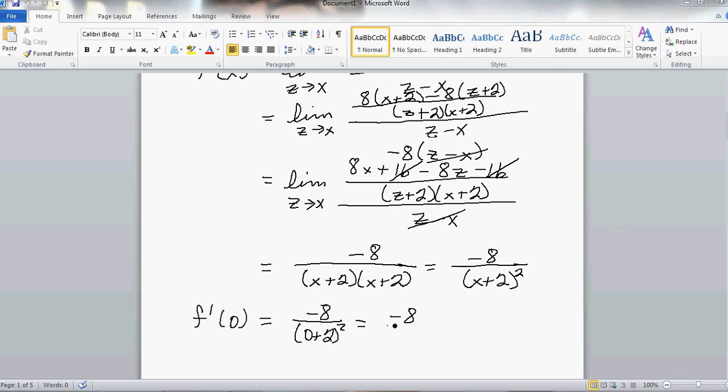That is negative 8 over 2 squared, or 4, which is equal to negative 2. And so the f prime of 0 is negative 2.